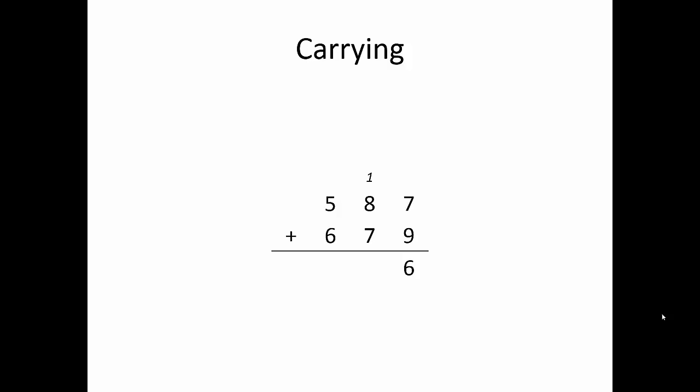Then in my next column, 8 plus 7 is 15, plus the 1 I carried is 16, so I put 6 underneath and carry the 1. Then in the next column, 5 plus 6 is 11, plus the 1 I carried is 12. I have no more place values, so I write the 12 underneath. This gives me my answer of 1266.